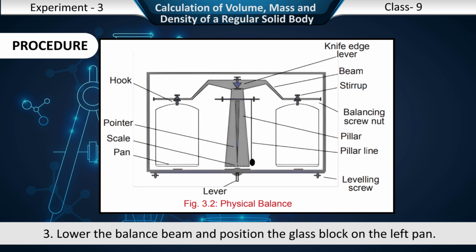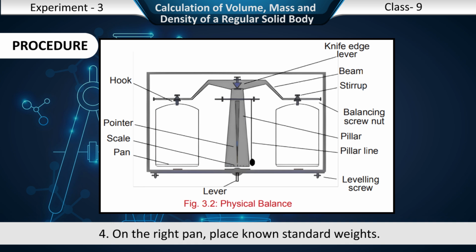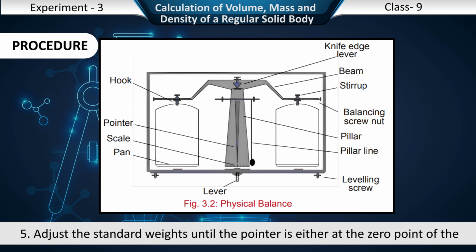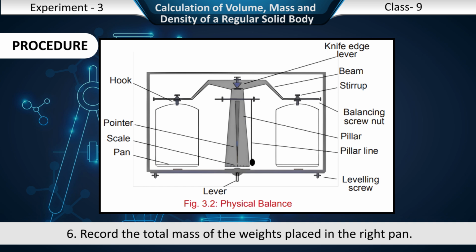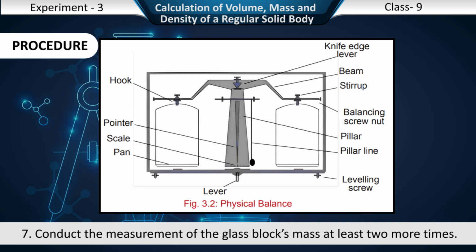3. Lower the balance beam and position the glass block on the left pan. 4. On the right pan, place known standard weights. 5. Adjust the standard weights until the pointer is either at the 0 point of the scale or swings equally on both sides of the 0 mark. 6. Record the total mass of the weights placed in the right pan. 7. Conduct the measurement of the glass block's mass at least 2 more times.